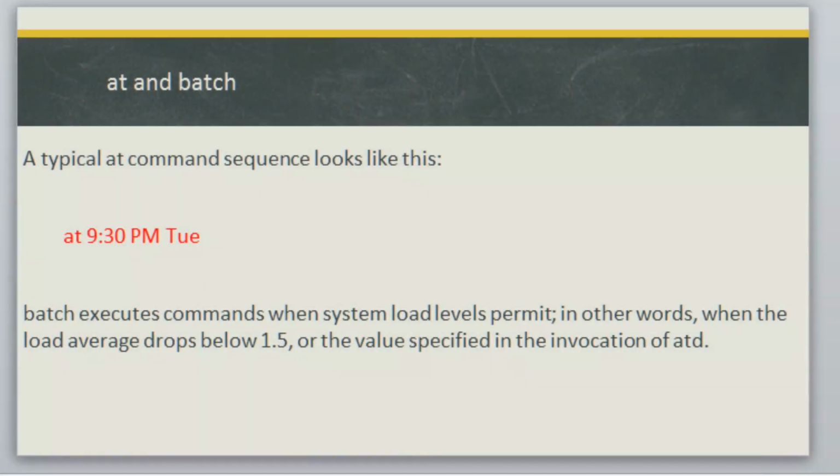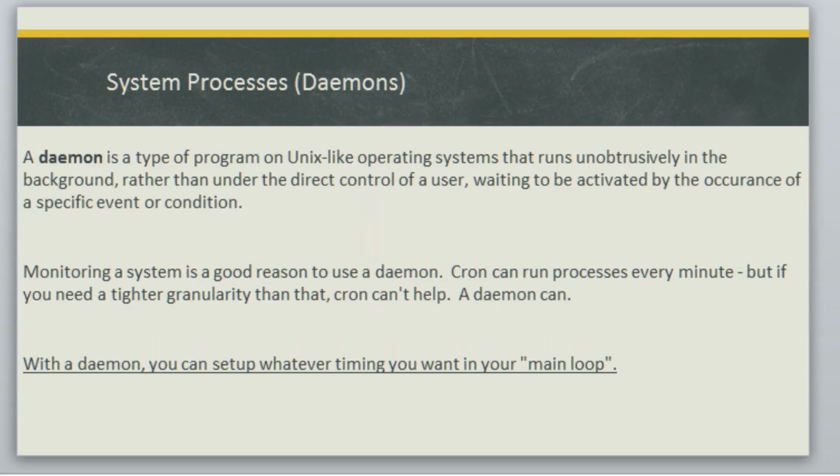So let's head back to our PowerPoint. Let's talk about system processes known as daemons. So a daemon is a type of program on Unix-like operating systems that runs unobtrusively in the background rather than under the direct control of a user, waiting to be activated by the occurrence of a specific event or condition. Monitoring a system is a good reason to use a daemon. Cron can run processes every minute, but if you need a tighter granularity than that, cron can't help. A daemon can, though. So with a daemon, you can set up whatever timing you want in your main loop.